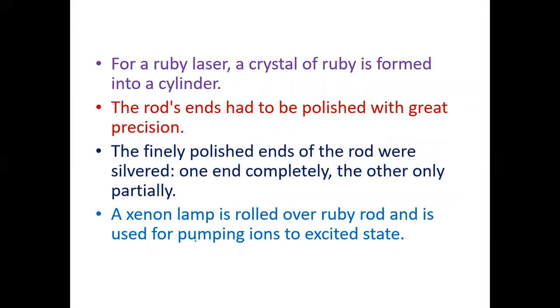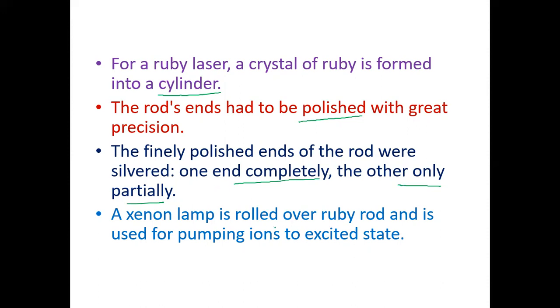Here the ruby rod is in cylindrical shape. The end faces of this cylinder are polished and arranged between two mirrors. One is a completely reflecting mirror, and the other one is a partially reflecting mirror.